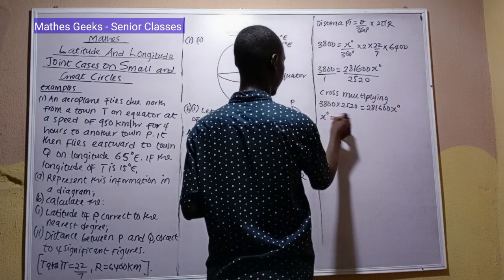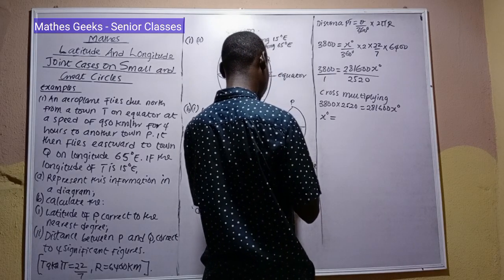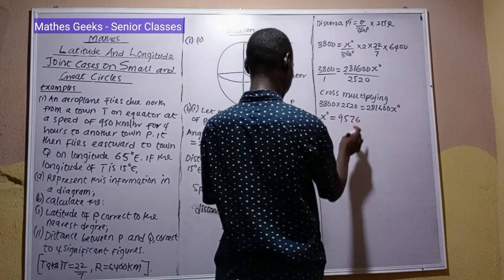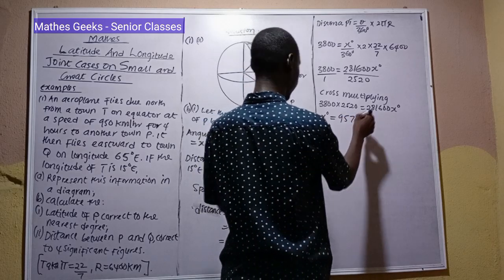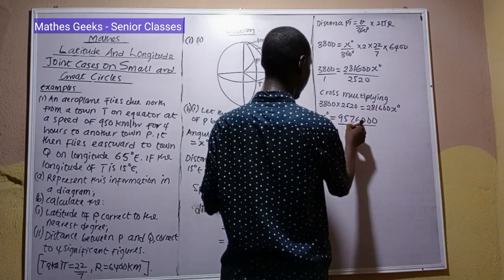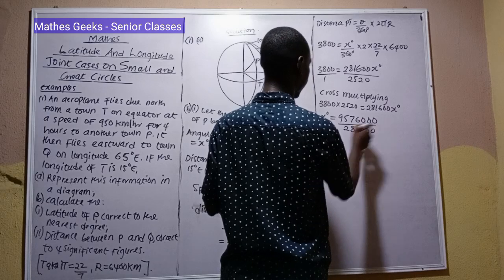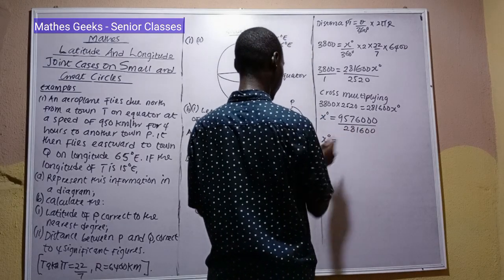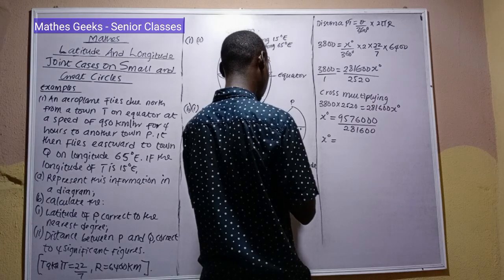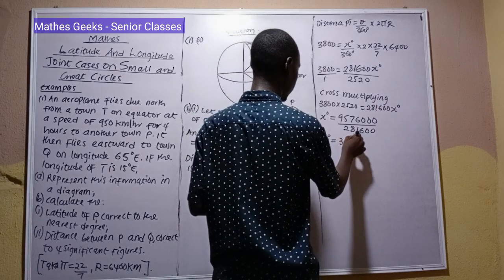So x degrees is equal to 3,800 times 2520, which is 9,576,000, divided by 281,600. So x degrees is equal to 34 degrees.